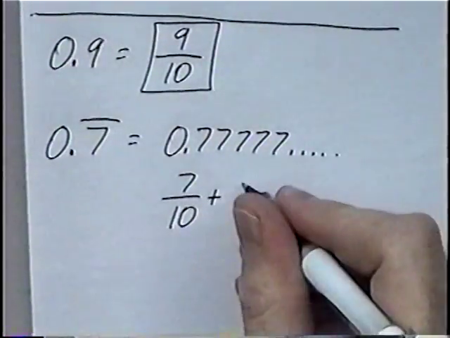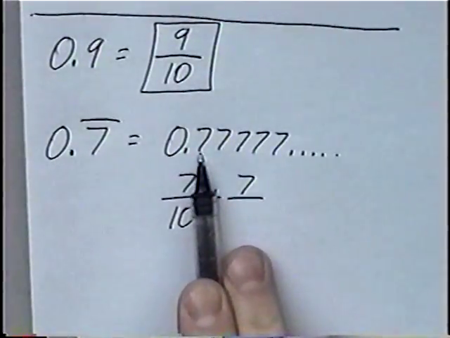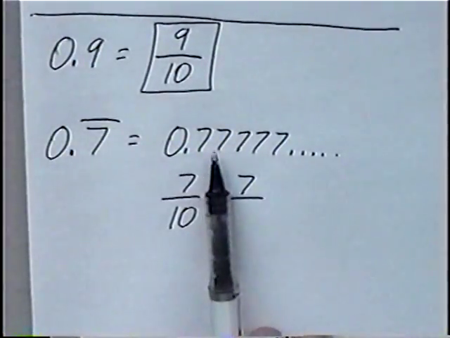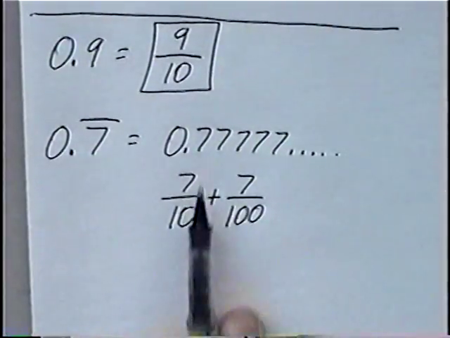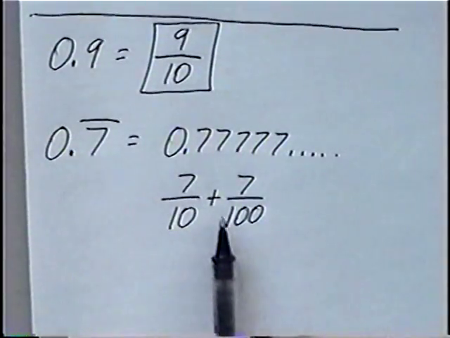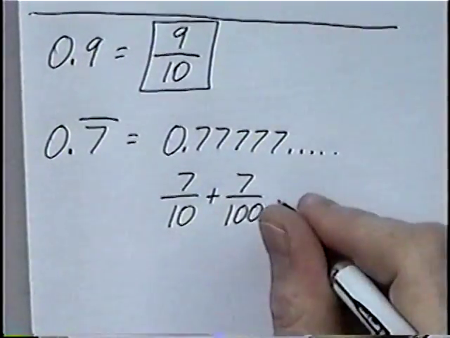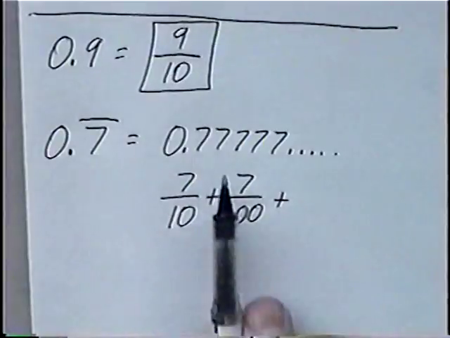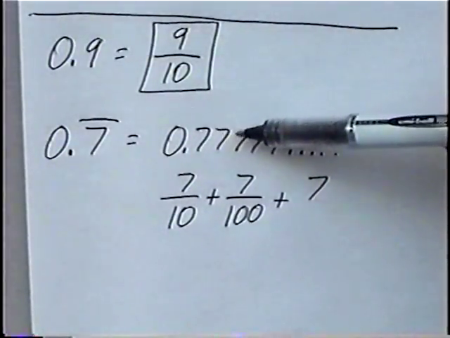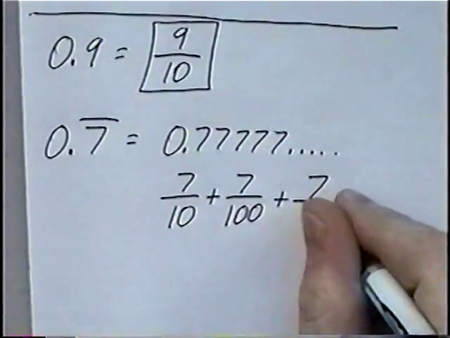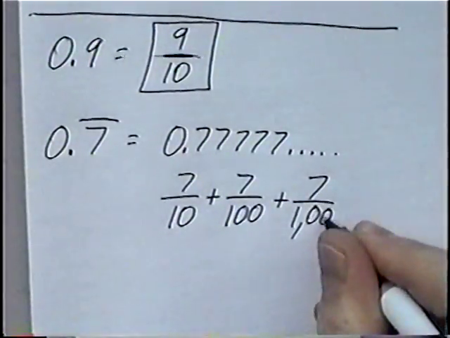The second 7 would be 7. The first decimal place would be the tenths, and the second decimal place would be the hundredths. So the first 7 is 7 over 10. The second 7 is 7 over 100, or 7 hundredths. If we continue, the next 7, the place values, we have the tenths, the hundredths, and then the thousandths. So the third 7 would be 7 over 1,000.